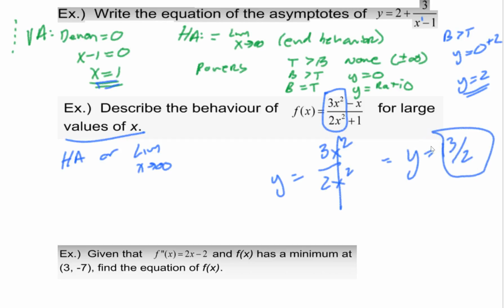So 3 halves. As you get close to very large values of x, your graph gets closer and closer to 3 halves.